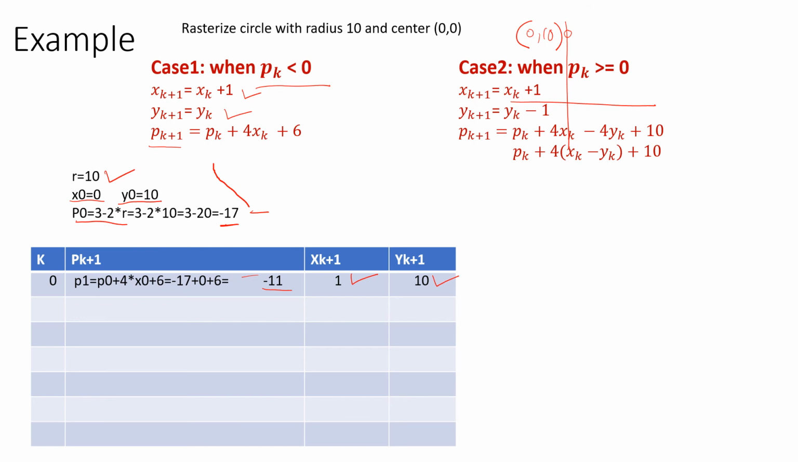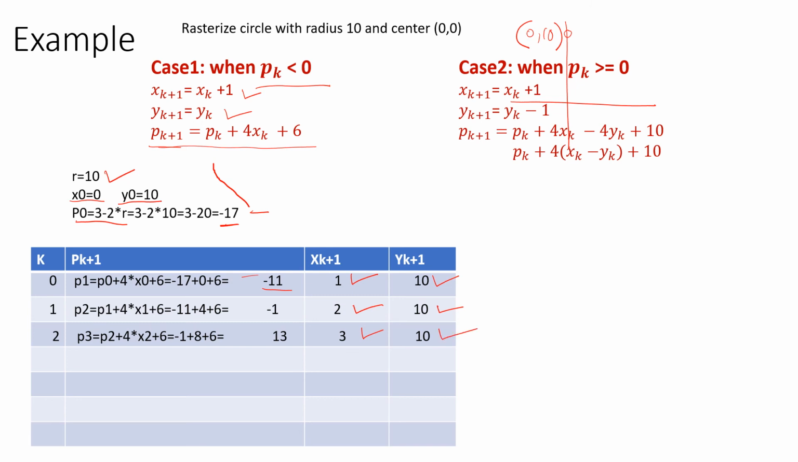This is again less than 0, so again x will be incremented by 1, but y will remain the same. The next value will be 2, comma 10. The next decision parameter p2 is calculated using the same equation, pk plus 4xk plus 6. So p1 plus 4x1 plus 6 comes out to be minus 1, again negative, less than 0. X is incremented by 1 and y remains the same, so the next pixel will be 3, comma 10.